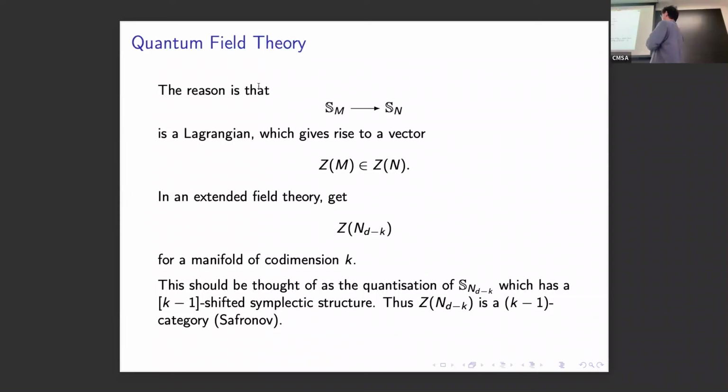But one perspective for getting these categories is that you can think of them as the quantization of a (k-1)-shifted symplectic structure. That is, when you look at the fields that live on a submanifold of codimension k, and you cross that with R to the d minus k or an interval or something like that, and you consider something like the initial conditions in codimension k, what you end up with naturally is a (k-1)-shifted symplectic structure, and its quantization naturally.